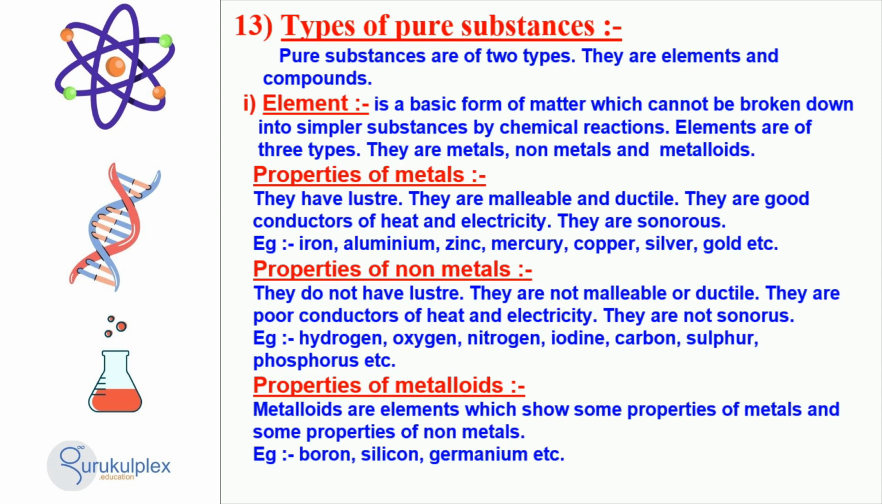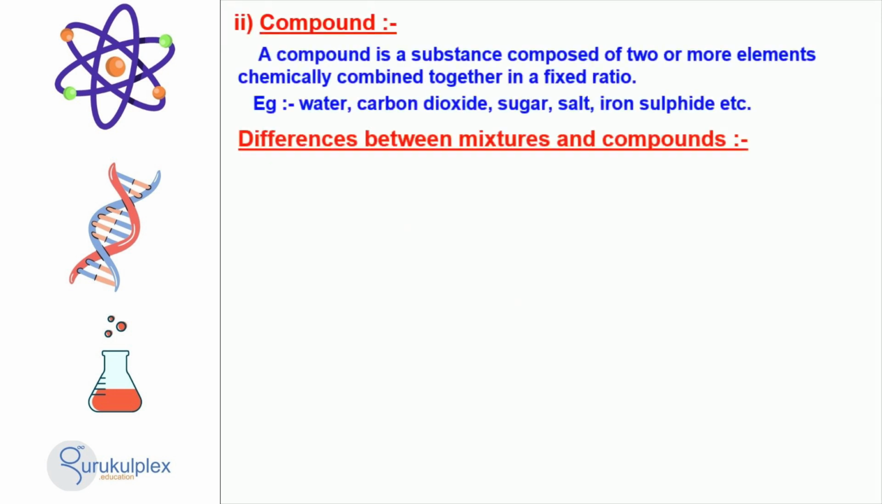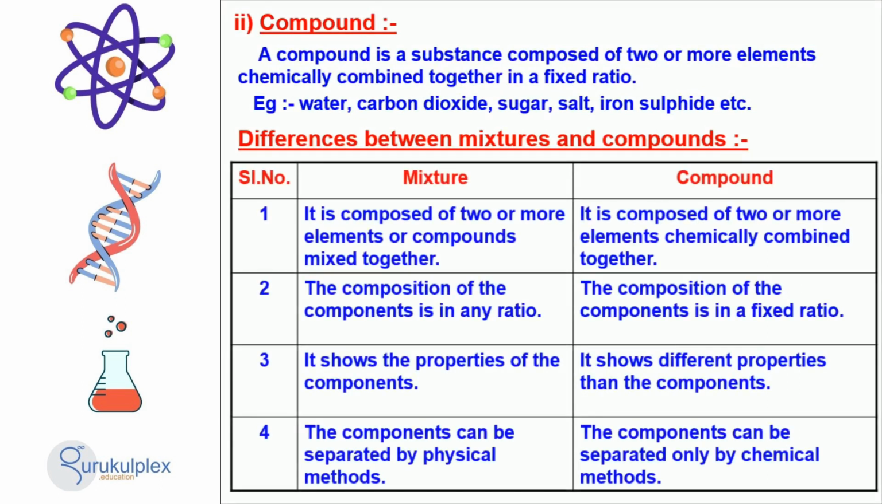Examples of elements are known to all of us: iron, zinc, mercury, aluminum, hydrogen, oxygen, nitrogen, and carbon, to name a few. Compounds are pure substances composed of two or more elements chemically combined together in a fixed ratio. Examples of compounds include water, carbon dioxide, sugar, salt, and iron sulfide.